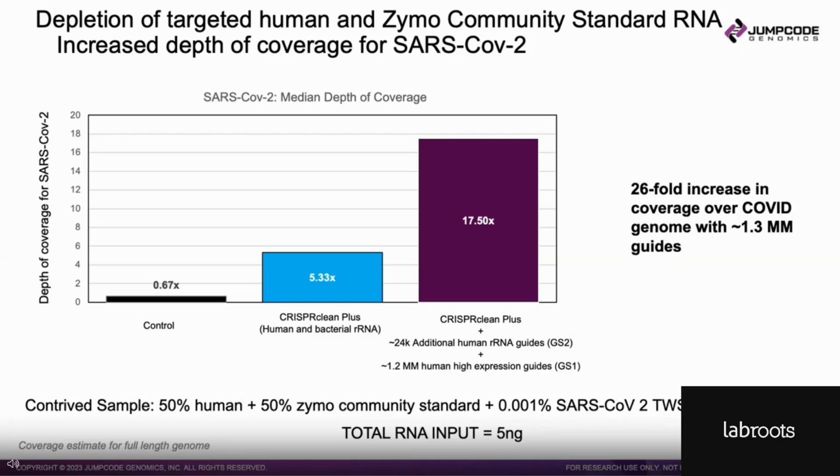In this experiment, we used a contrived sample, which consists of 50% human total RNA, 50% Zymo Community Standard RNA, and we also spiked in at 0.001% SARS-CoV-2 RNA. There was one control where there was no Jumpcode CRISPRclean treatment, and there was also a sample set in which we only treated with the CRISPRclean Plus guide set. And the third set was the one that we treated with the CRISPRclean Plus guide set, and in addition to that, we added the GS1 and the GS2 guide sets.